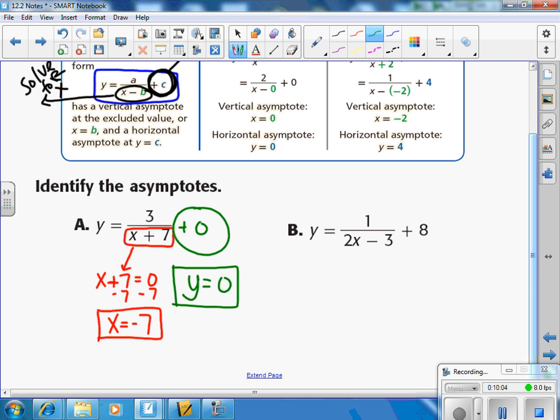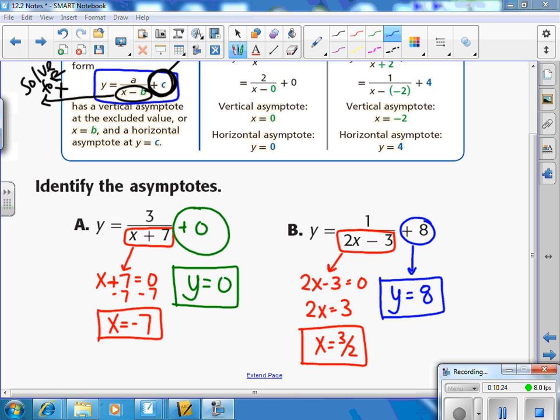Remember, these are things that our equation can never equal. We can never plug in x equals negative 7, and we can never get out 0 for y. So that's why when we go to graph them, our graph is going to get really, really close to them, but never touch. So try the next one on your own. Pause the video.